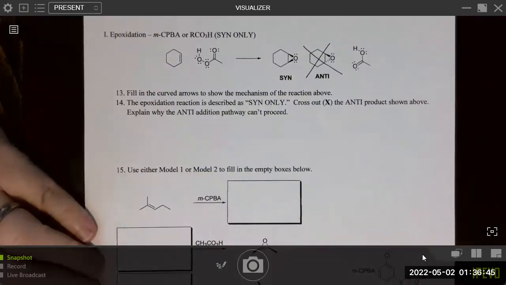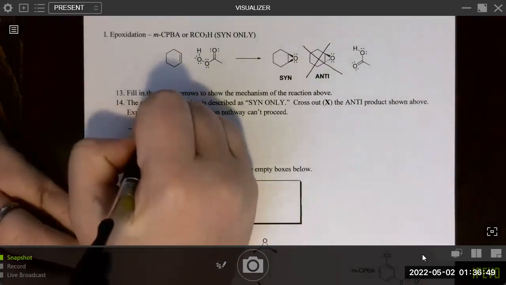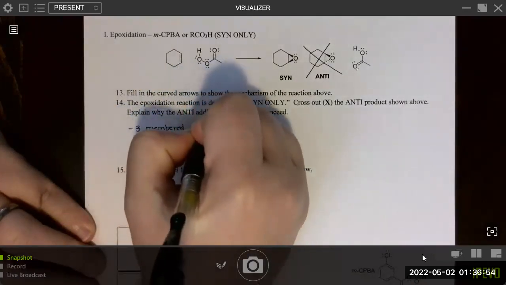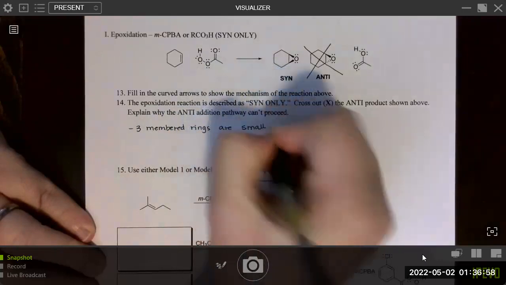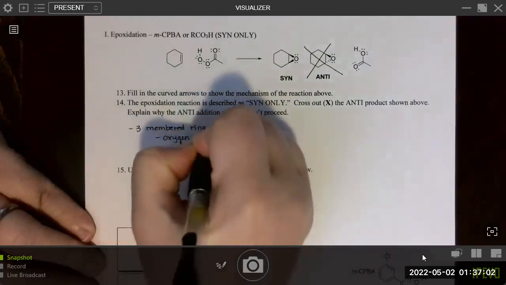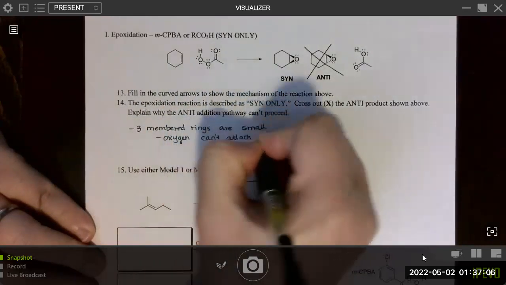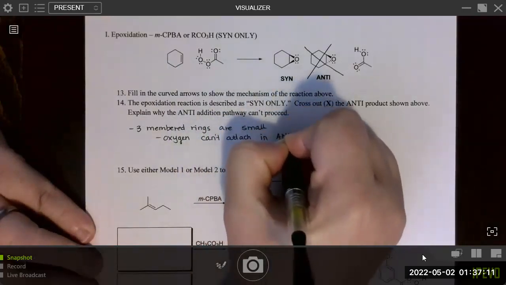Okay, so say 3-membered rings are small. Oxygen can't attach in anti-orientation.